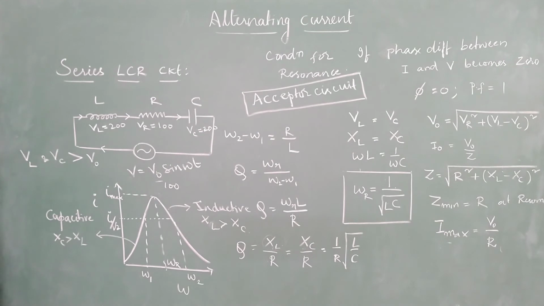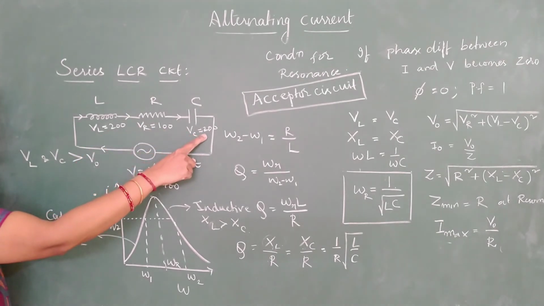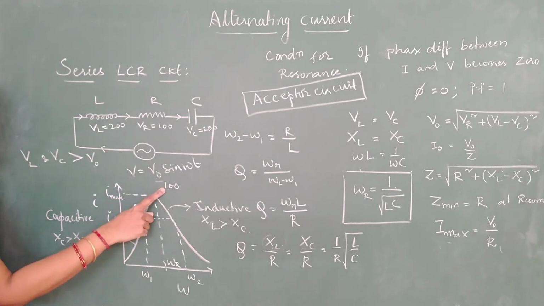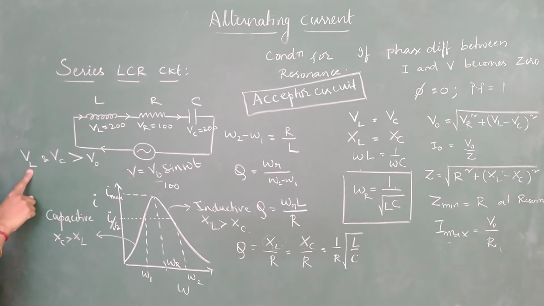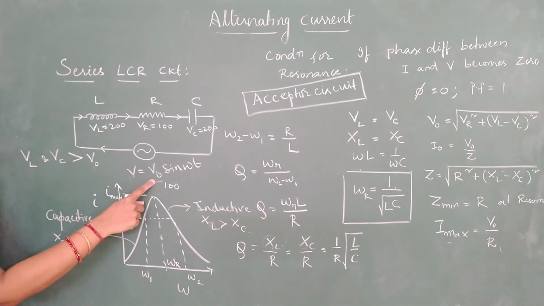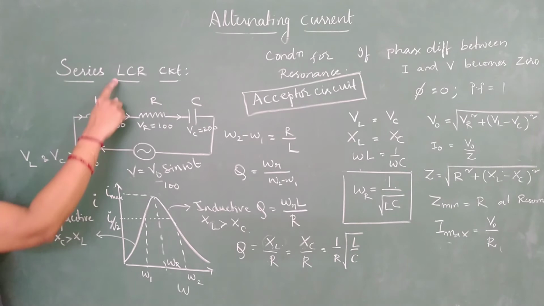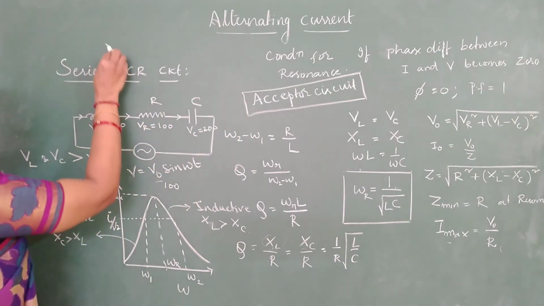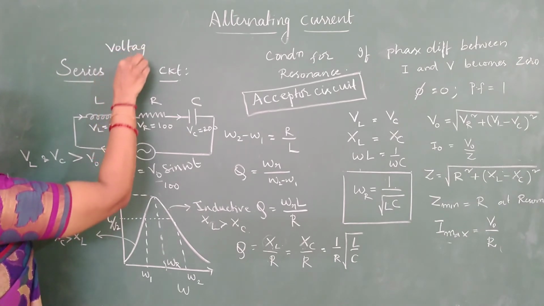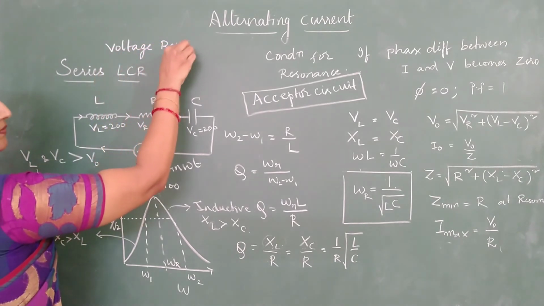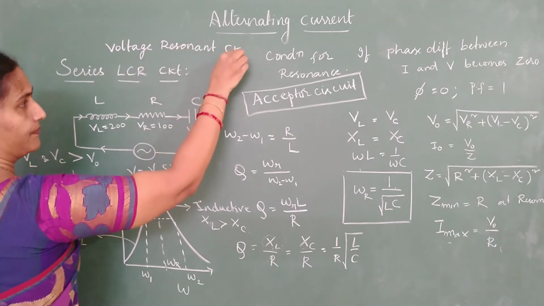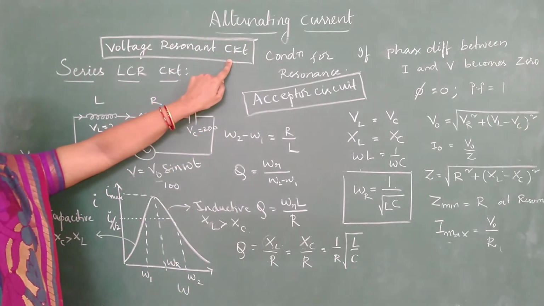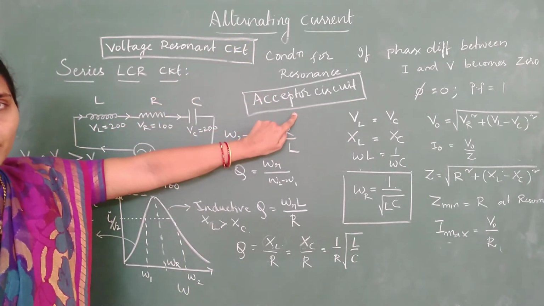I have considered the resonance condition. Observe the voltages across inductor and capacitor. Are they greater than your applied peak value of the voltage? Since you can get voltages greater than the applied voltage in this type of circuit, the other name that we give to this series LCR circuit is voltage resonant circuit. Okay, what is the other name that we are giving to the circuit? It's called voltage resonant circuit. It is also called the acceptor circuit.